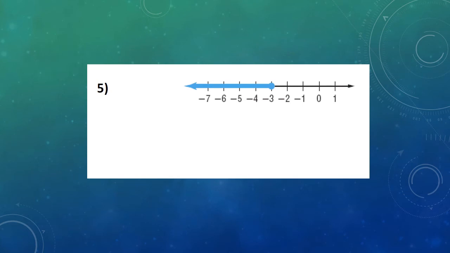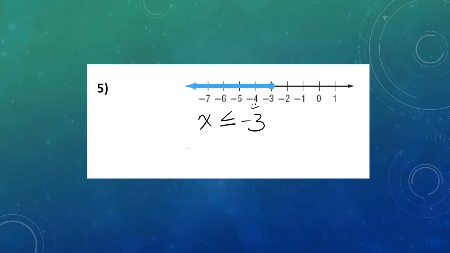So now let's go ahead and try this one here. We have x on the left and -3 on the right. It is a closed circle, so we know we're dealing with greater than or equal to or less than or equal to. So when we do this, if we looked at -4, -4 is less than or equal to -3.